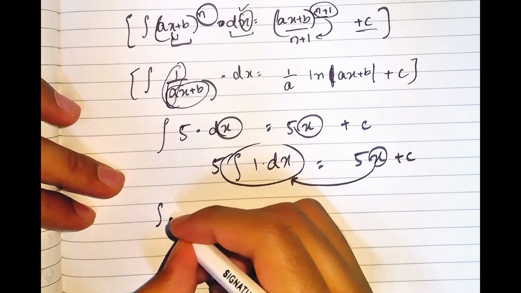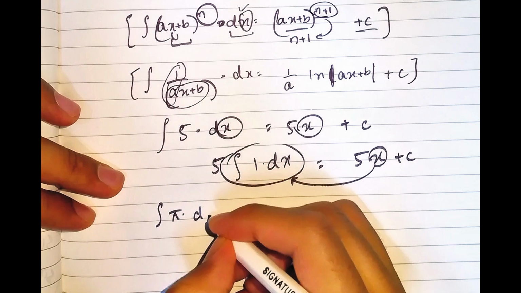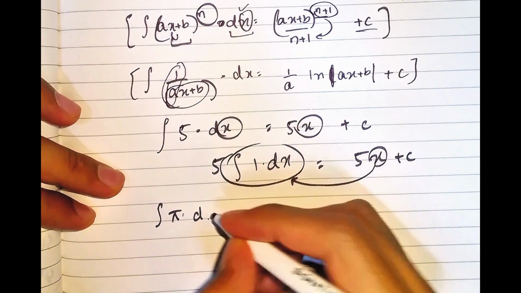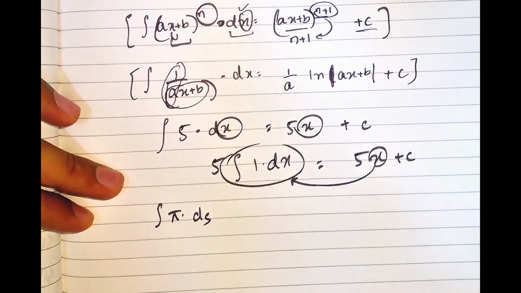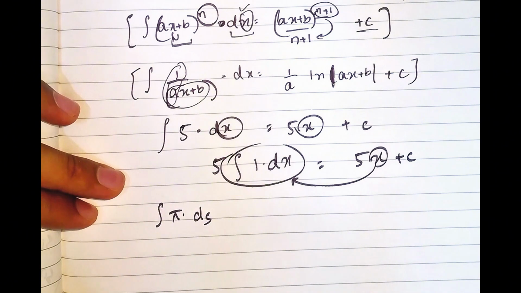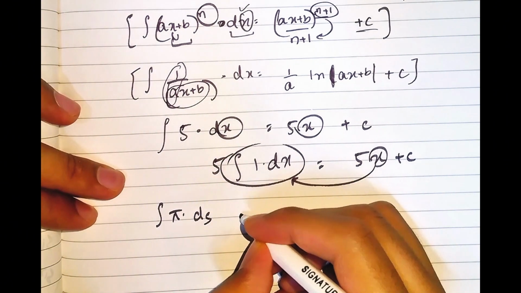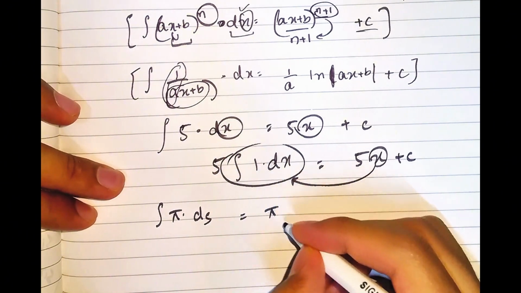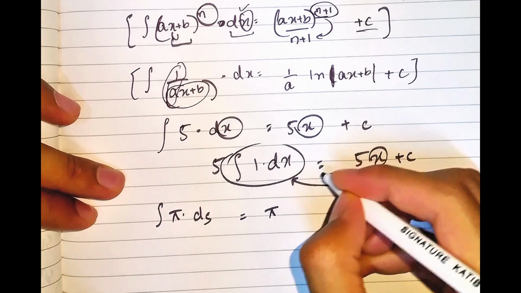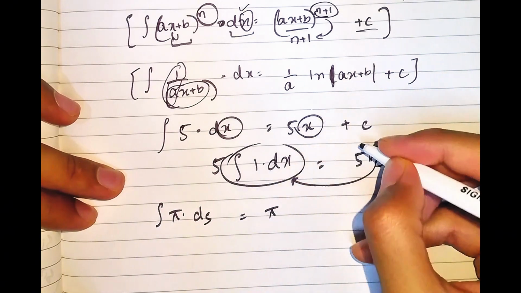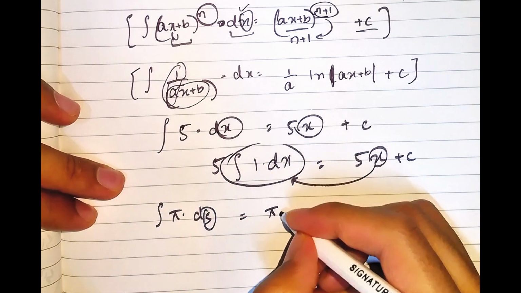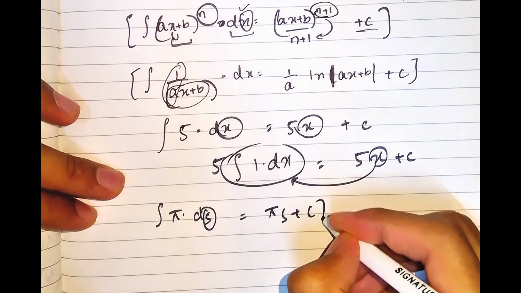Now there arises the question of what will be the integral of pi dot ds, any variable, s. What would be the integral of pi with respect to s? Of course, pi is a constant, so we will have pi as it is. Over here we were doing it with respect to x, over here we are doing it with respect to s, so it will be pi s plus the constant of integration.